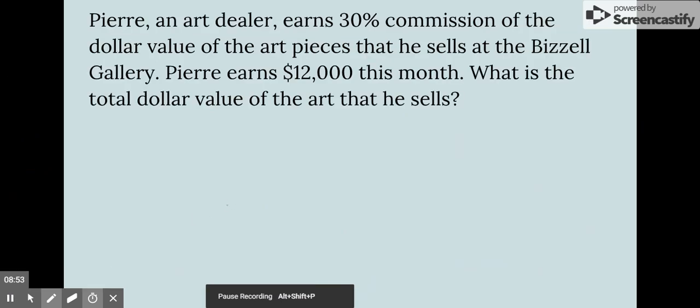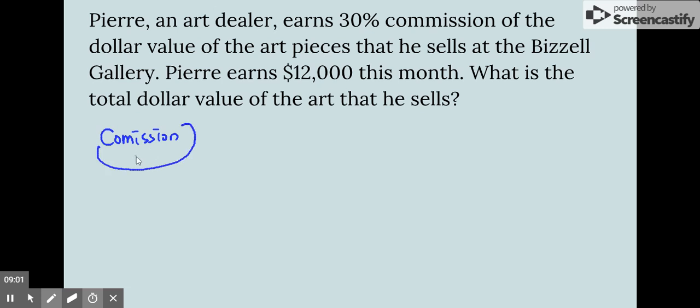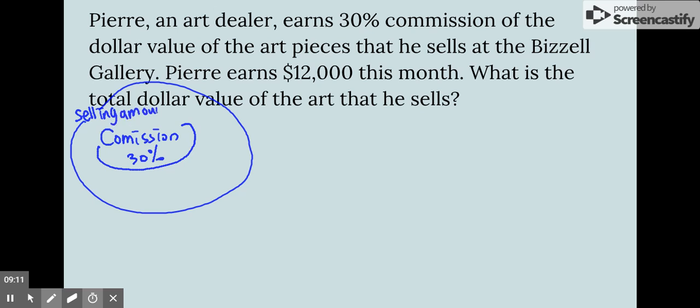As we talked about, commission is going to be the part. Let's say the commission is 30%. It's a lot. Commission is part of your selling amount, right? So this is the part. Commission is going to be the part, so I'm going to put commission on the top, over the selling amount, right?